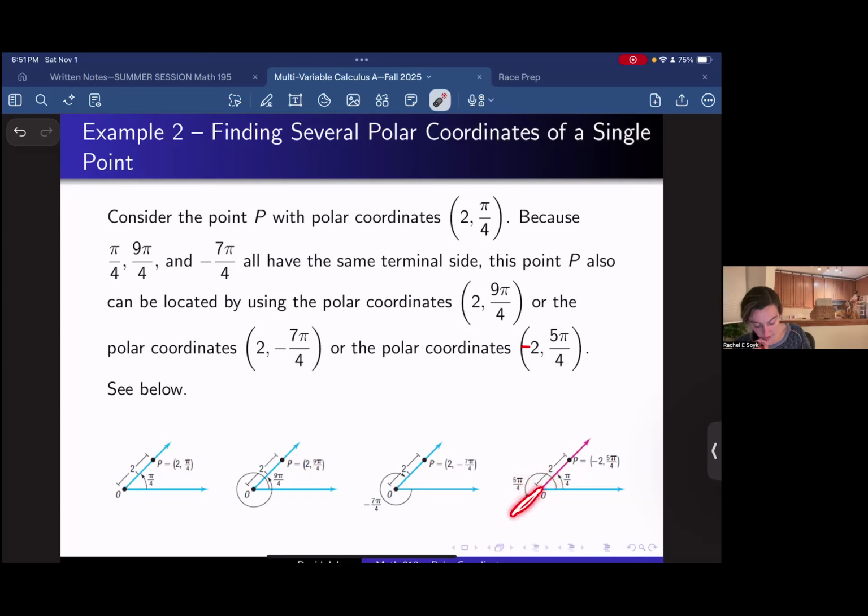And so our R is of distance 2, but we want it in the opposite direction, and so our opposite direction will give us that negative 2. And so we have it correct here. We just have the negative missing up here. And all of these are right. So this is just showing us that all of these points, even though they're different coordinates, end up at the same exact P each time. Okay.